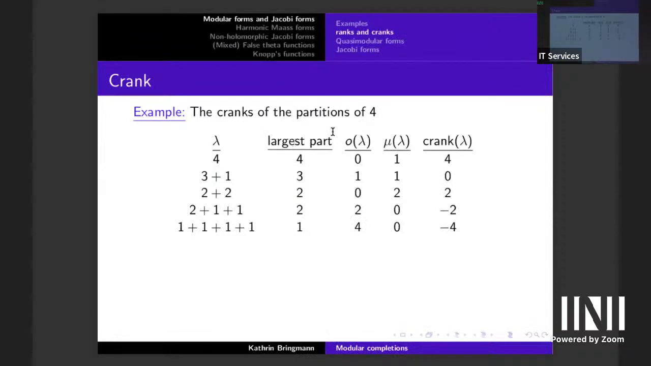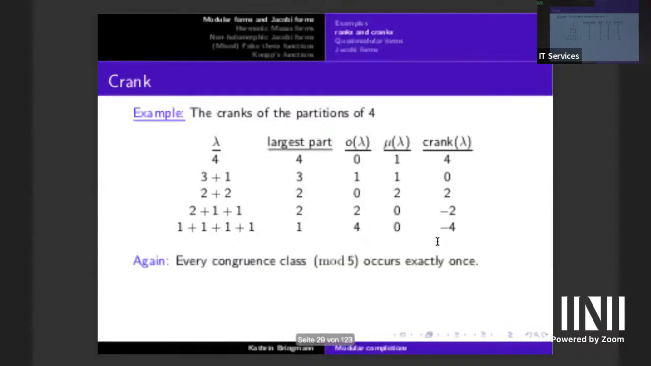So if we look at the cranks of the partitions of 4, I list it again here. I list the largest parts, O of lambda, mu of lambda, and here the crank. And if you again look at what happens mod 5, you see again every residue class is hit exactly once. And the same is true mod 7 and mod 11.